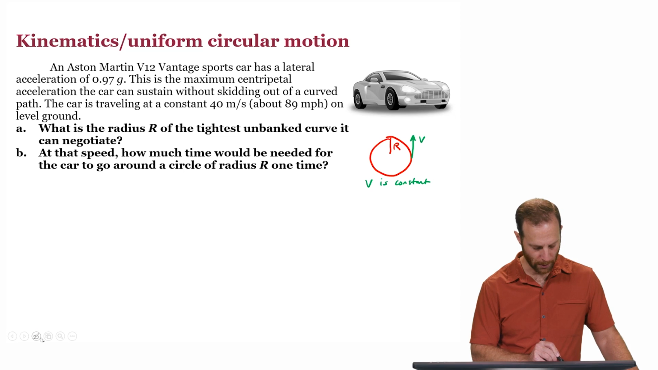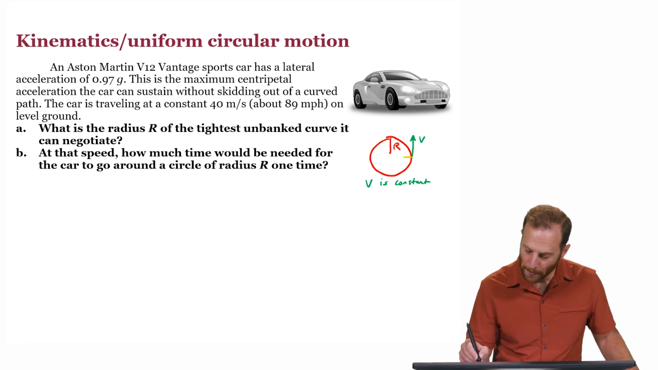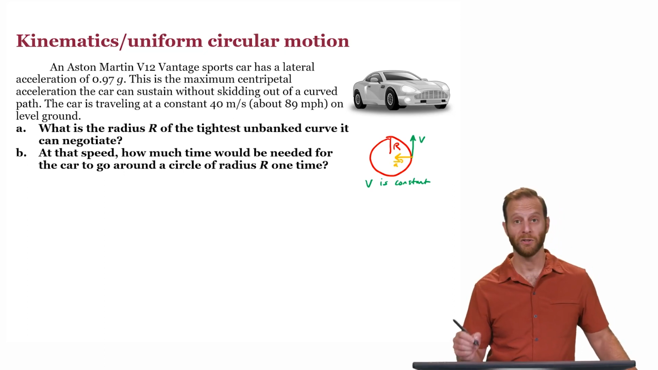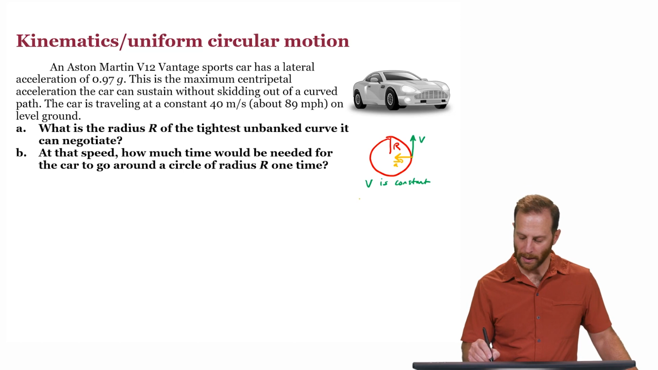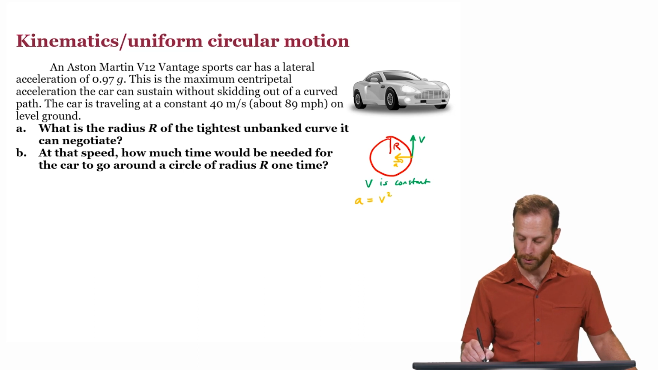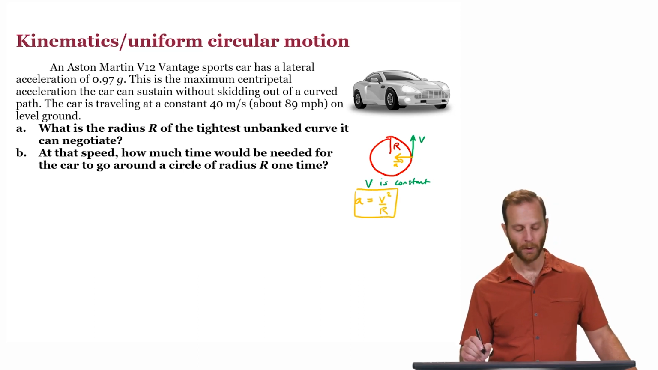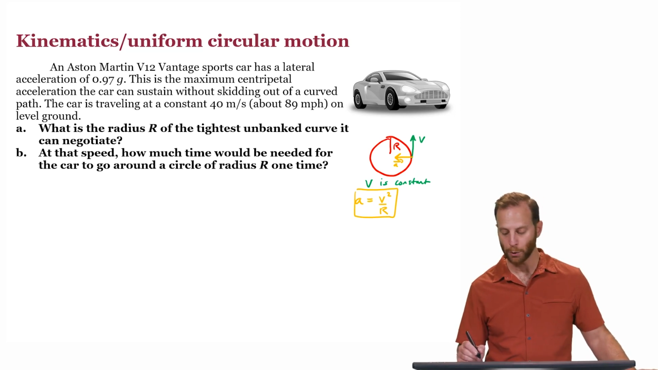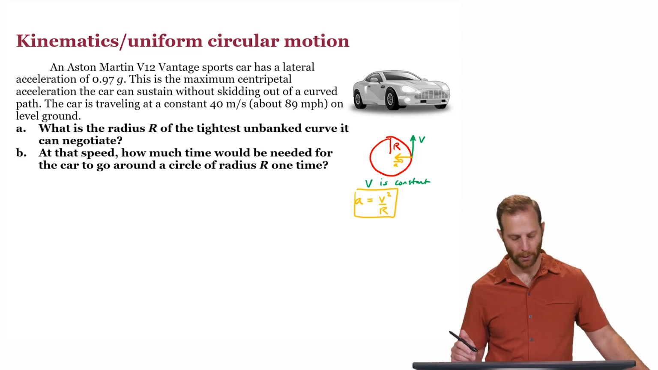The important thing about uniform circular motion is that there is always an acceleration pointing towards the center of the circle, the so-called centripetal acceleration. The centripetal acceleration is simply related to the speed and the radius of the circle, given by v squared over r. So in this problem, what is the radius of the tightest unbanked curve it can negotiate? We're going to use this equation, a equals v squared over r.